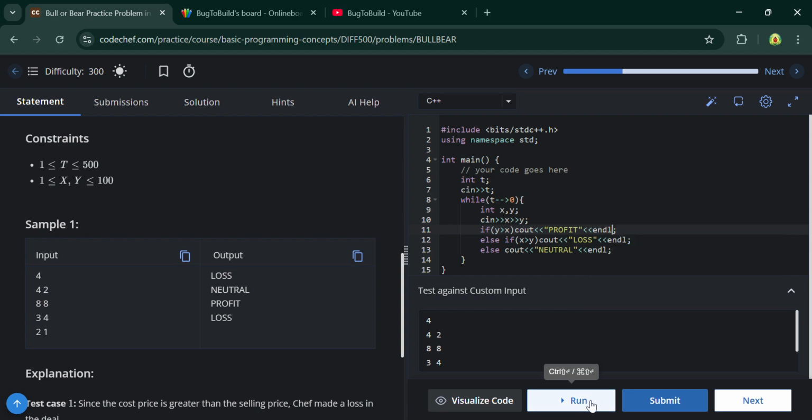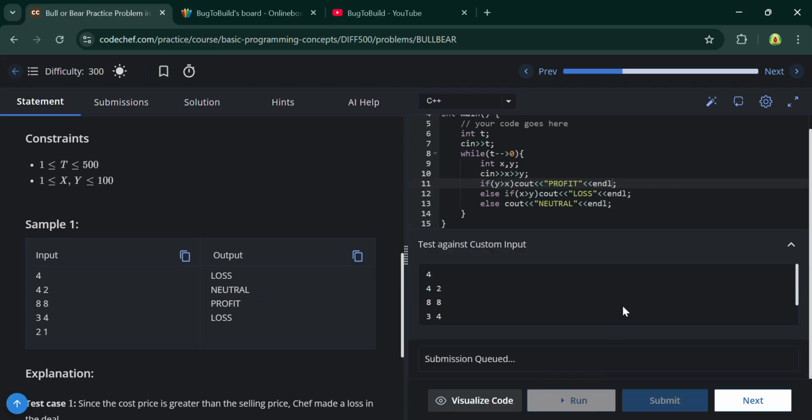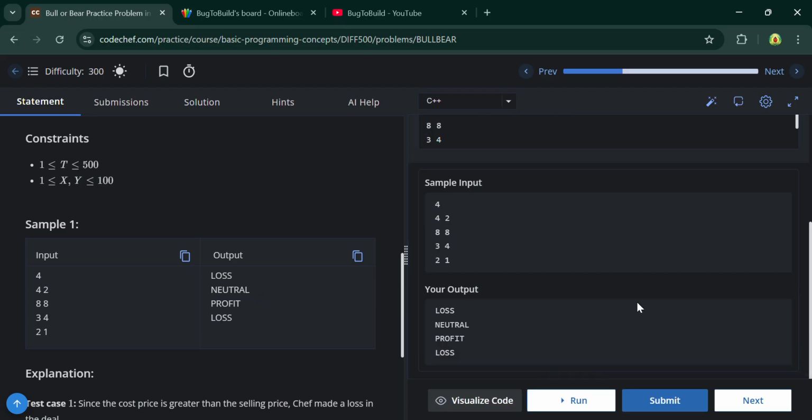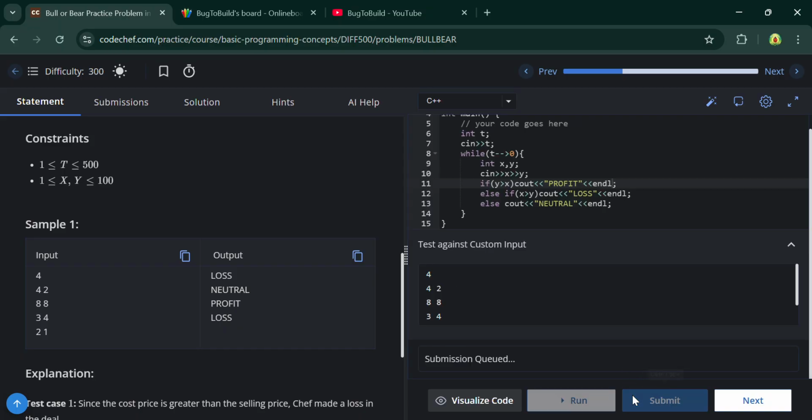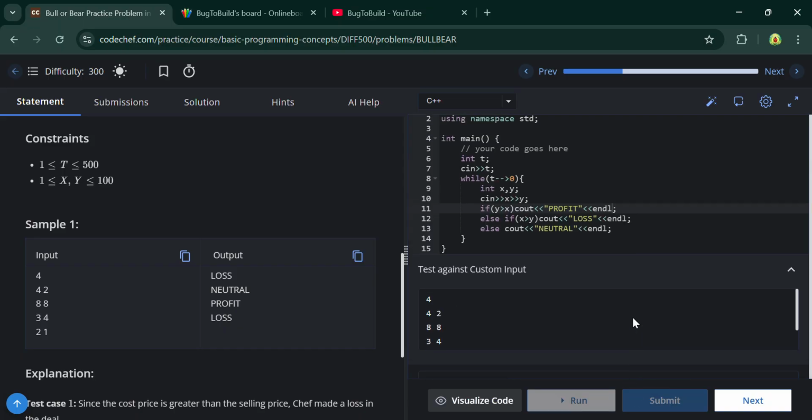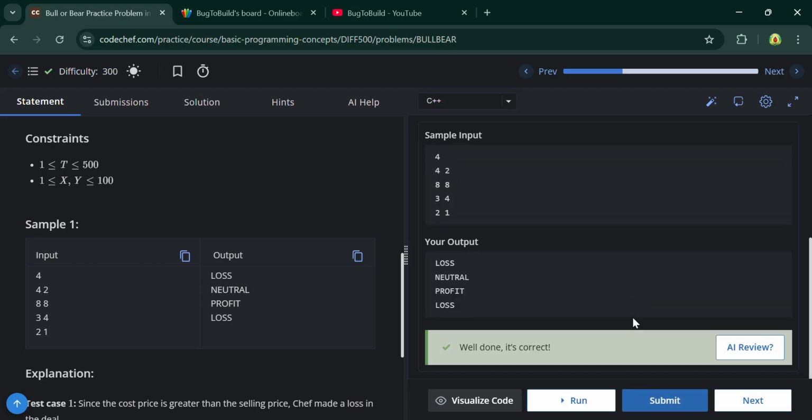So let's run this code. Yeah, this code works fine. Let's submit this. Yeah, this has been accepted.